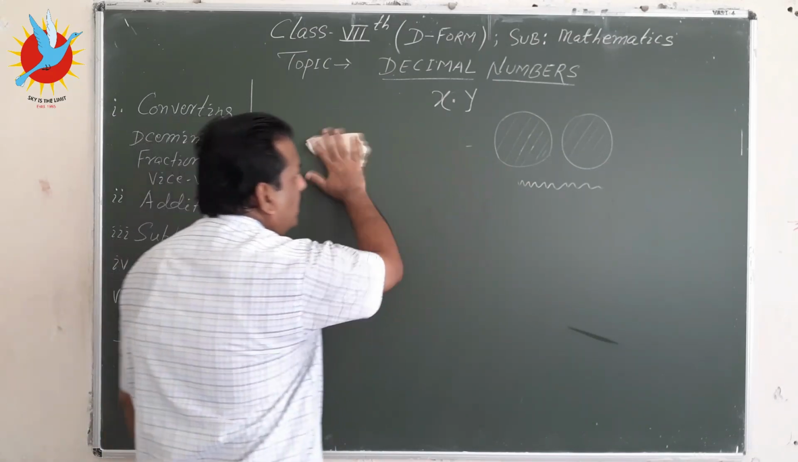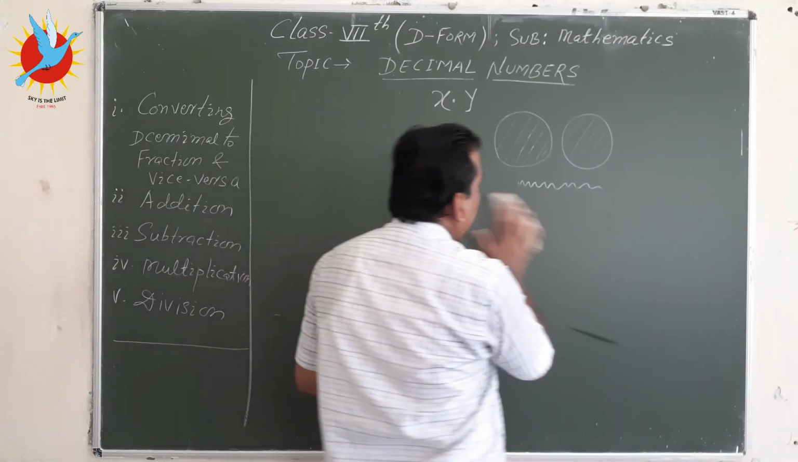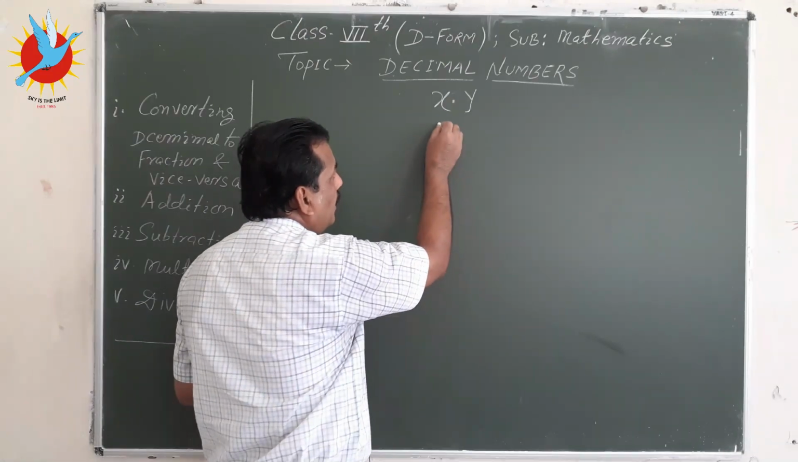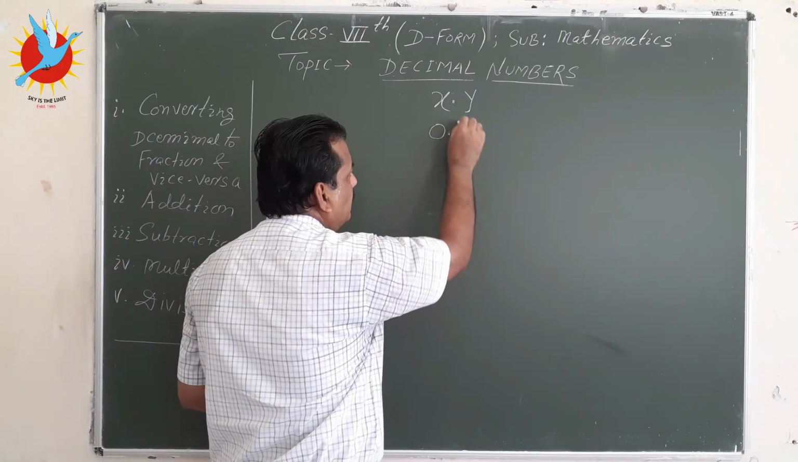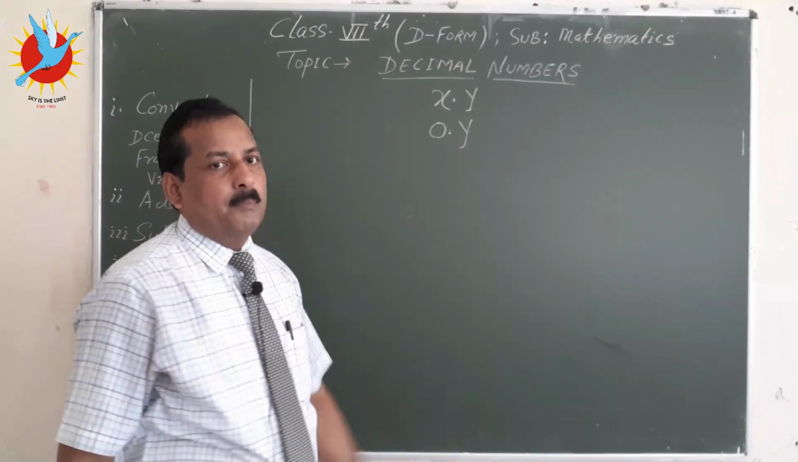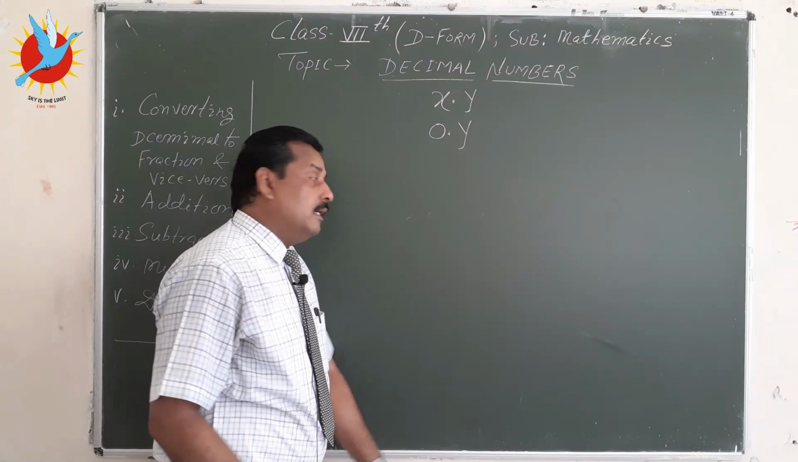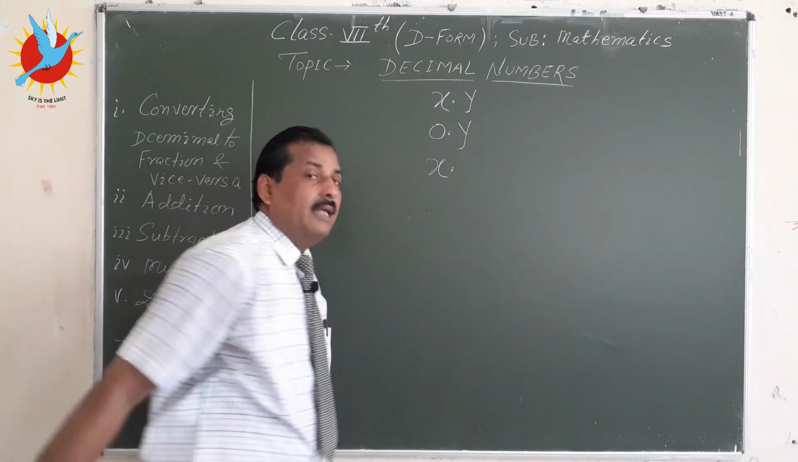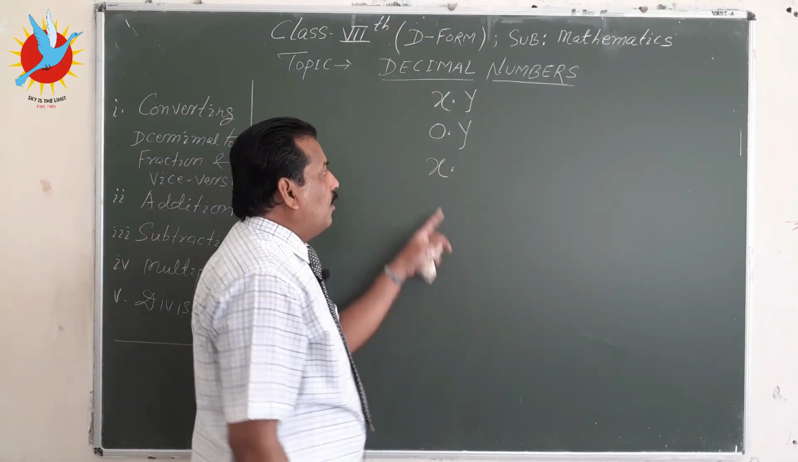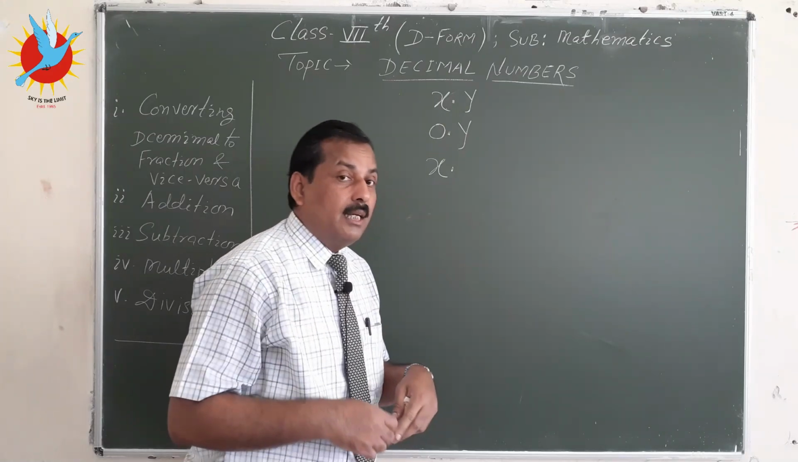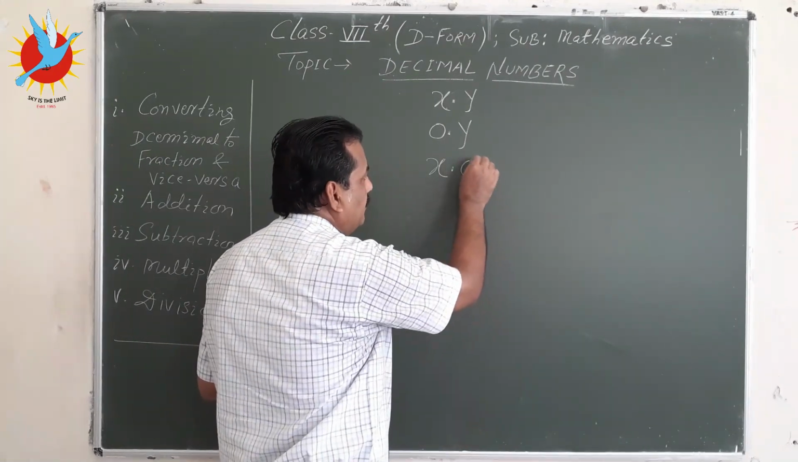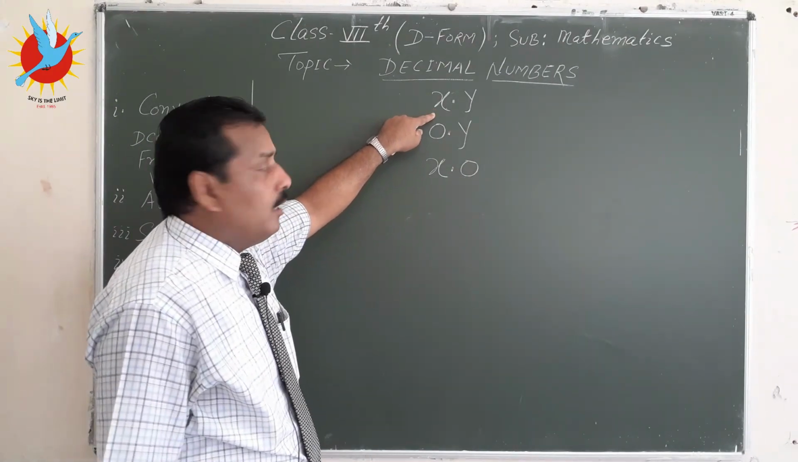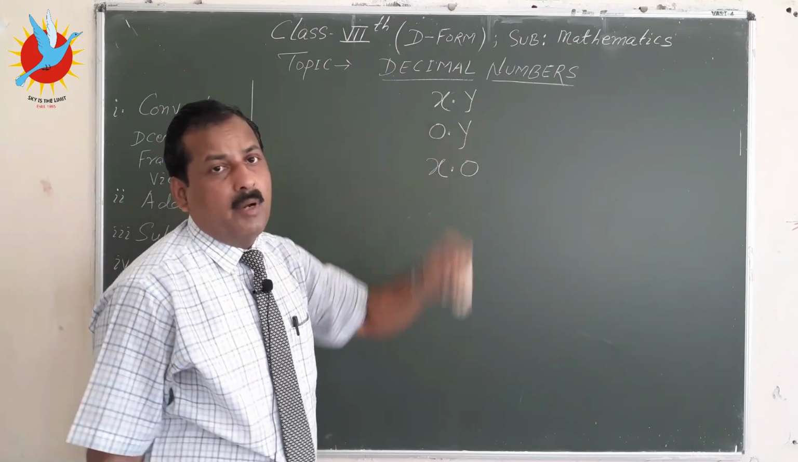So any decimal number is of this form, and if the whole number part is 0, there is no whole number part, then it is written as 0. Only the fractional part will be there. So if any whole number x is there, if you want to write it in the form of a decimal number, the whole number is there, but if there is no fractional part, then let it be 0. So see, in this decimal, the whole number part is there and the fractional part is also there.